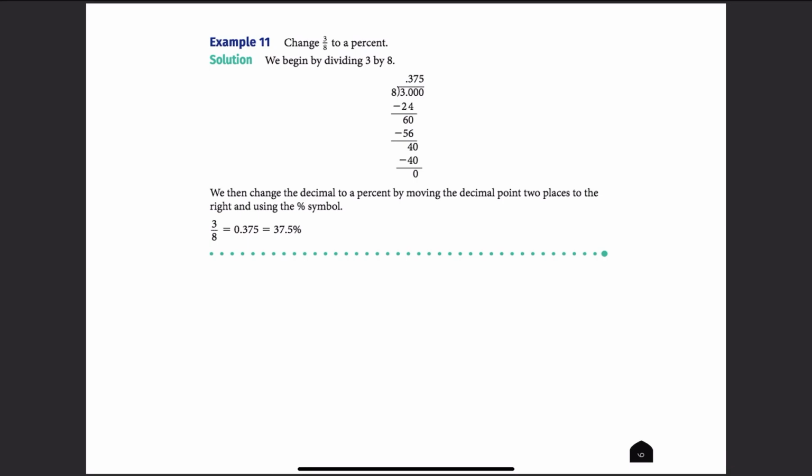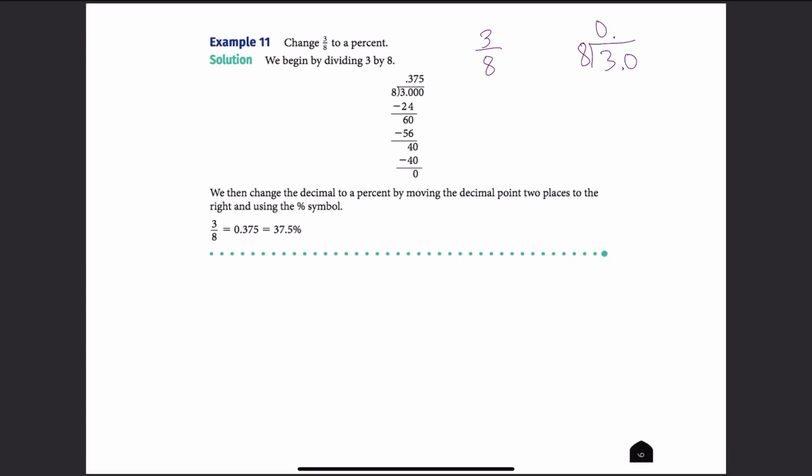How about this one? Change 3/8 to a percent. So to go from fraction to percent, all we have to do is divide. So we have to take our 3/8 and we actually have to divide. Other way around. Well, 8 won't go into 3. That's the problem. That's why it's a fraction.